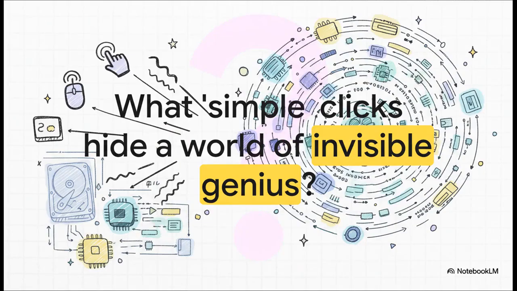So the takeaway here is that this kind of invisible genius is everywhere. It's in every click, every tap, every command you issue. The real magic isn't just what we see on the screen, it's in all these elegant, hidden systems working together perfectly to make our digital lives possible. It really makes you wonder, doesn't it? What else are we taking for granted?